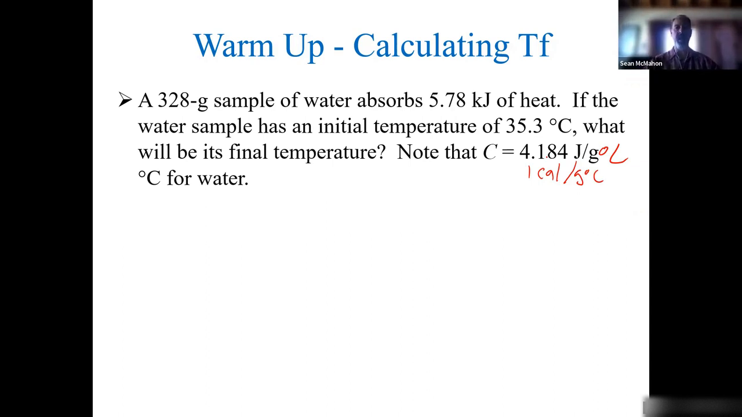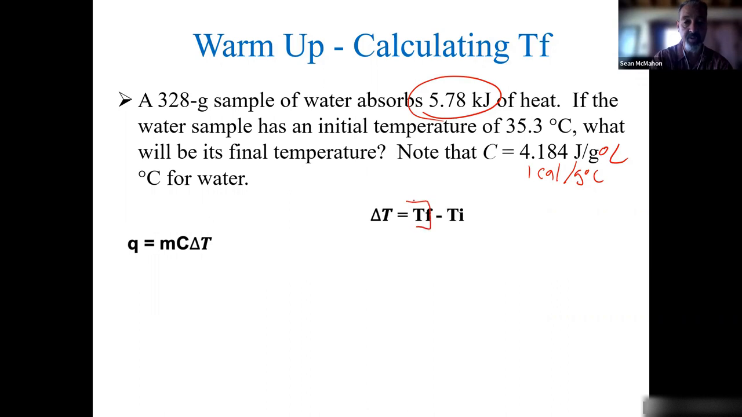But I already know that there's a change in temperature. I'm giving you the specific heat of water, right? And I'm giving you a unit of kilojoules, which is for energy, which is heat. So I'm going to use Q equals mCΔT, all right? And remember, I'm looking for a final temperature. They give me the initial temperature of the water at 35.3 degrees Celsius.